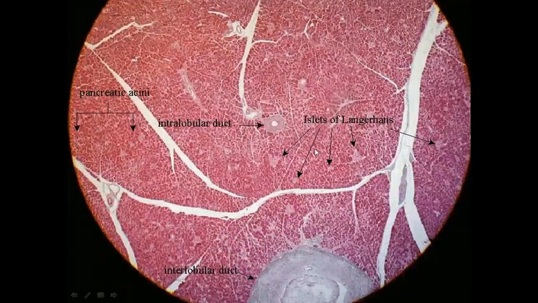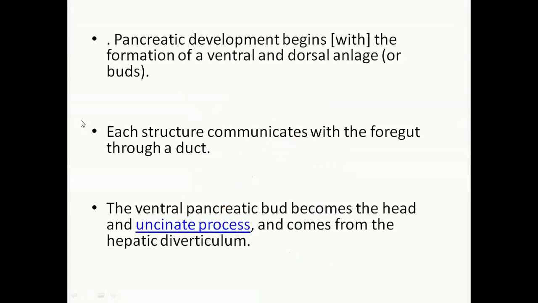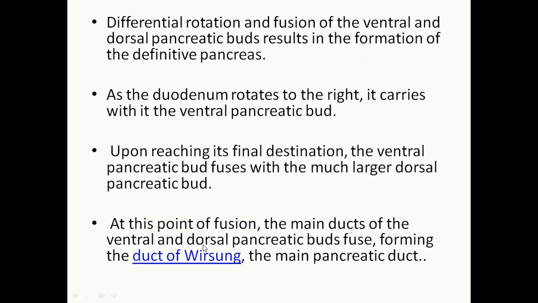This is again an image to show you the islets of Langerhans in the histological diagram, and these are the interlobar ducts and the pancreatic acini. This is the pancreatic development. The pancreas develops from the dorsal bud and the ventral bud, and the structure communicates with the foregut through a duct. The ventral pancreatic bud becomes the head and the uncinate process and forms near the hepatic diverticulum. So developmentally, it develops from two pancreatic buds, the dorsal and the ventral.